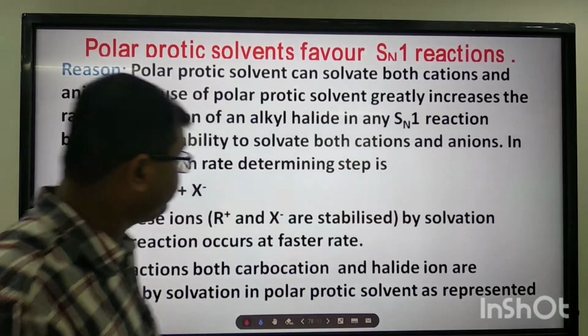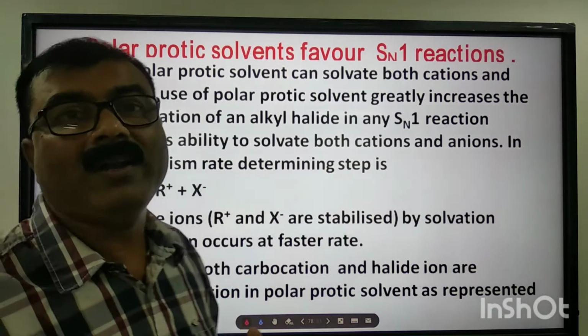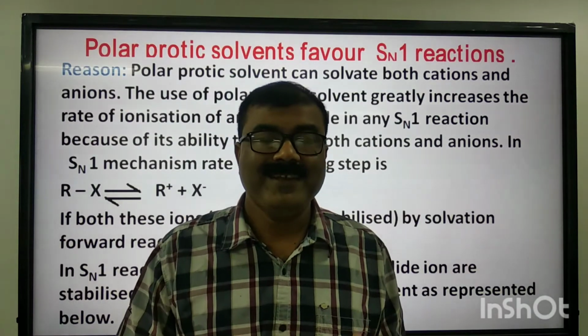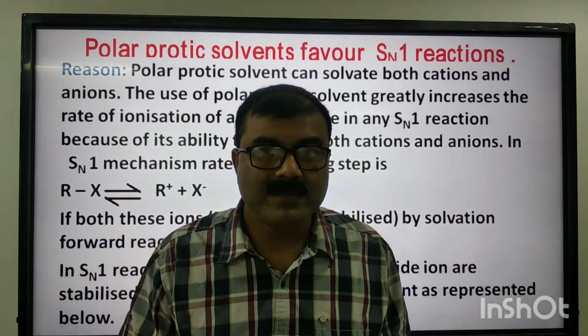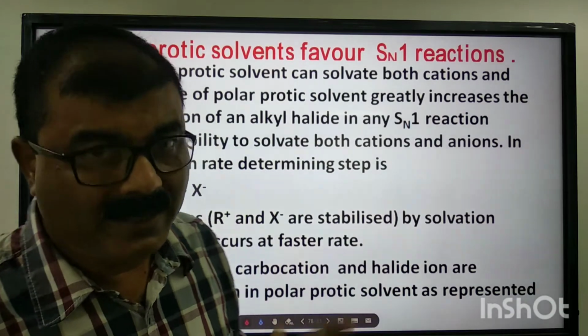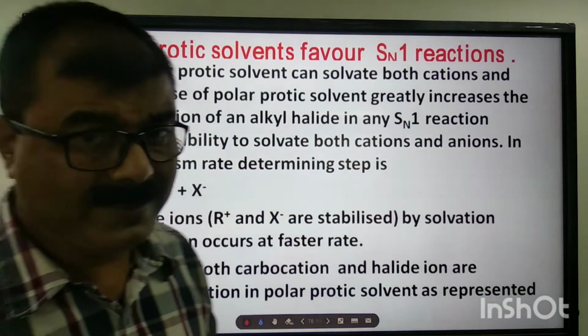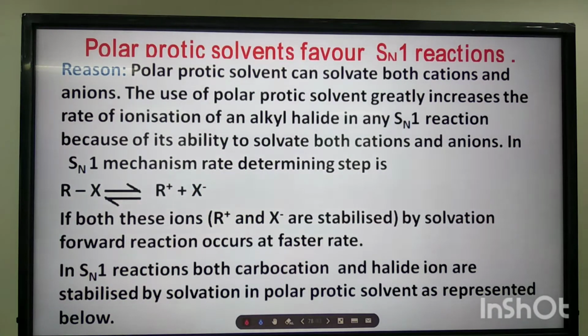Now, polar protic solvent favors SN1 reactions. This is the fact. Polar protic solvent favors SN1 reaction. Now why? Why is it so? Let us try to understand. First you read the slide, then we'll discuss it. We'll explain what is the reason for it.